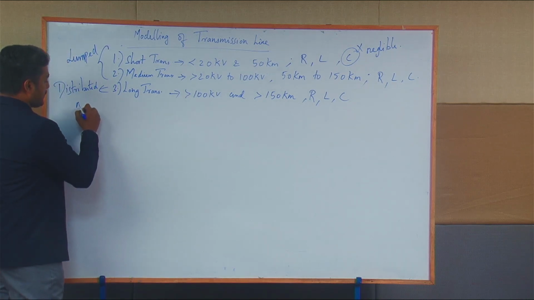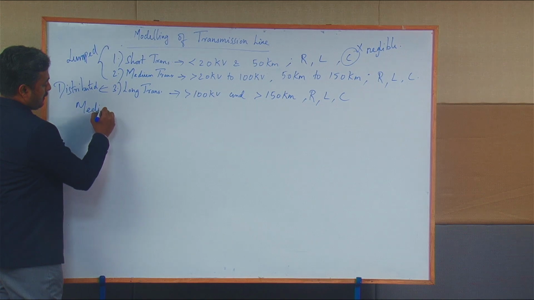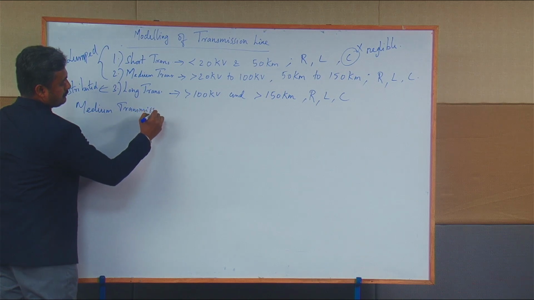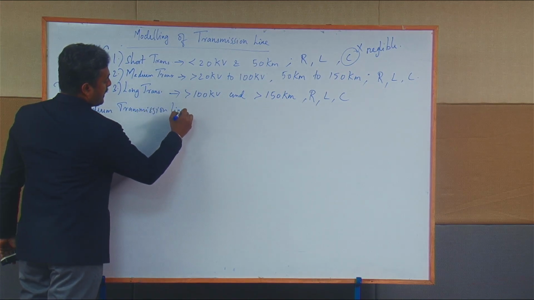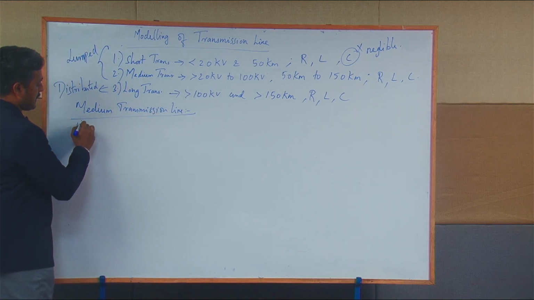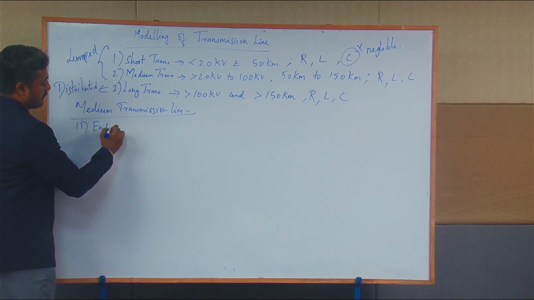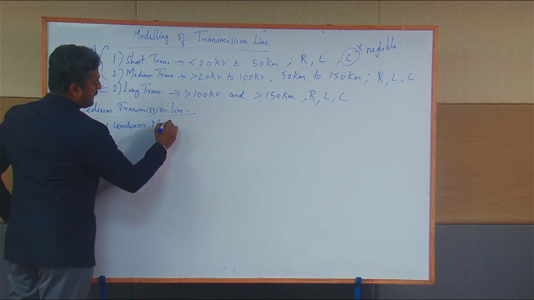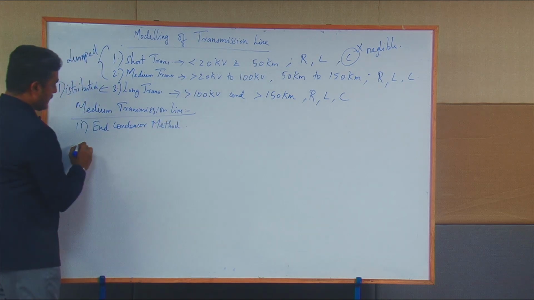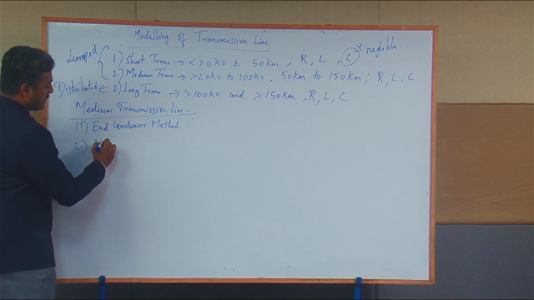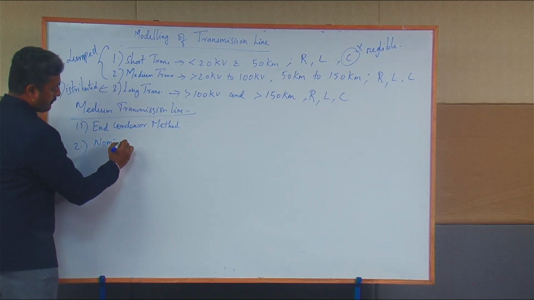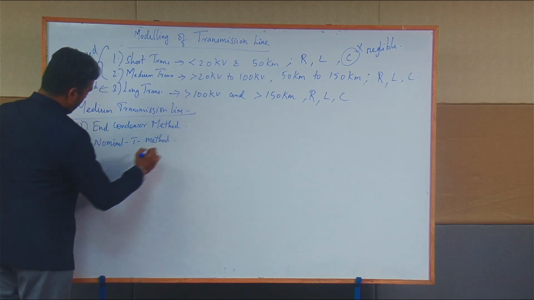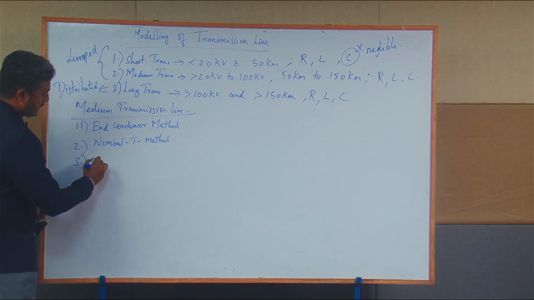In a medium transmission line, we will be having three types. First one is the end condenser method, second one is the nominal T method, and third one is the nominal pi method.